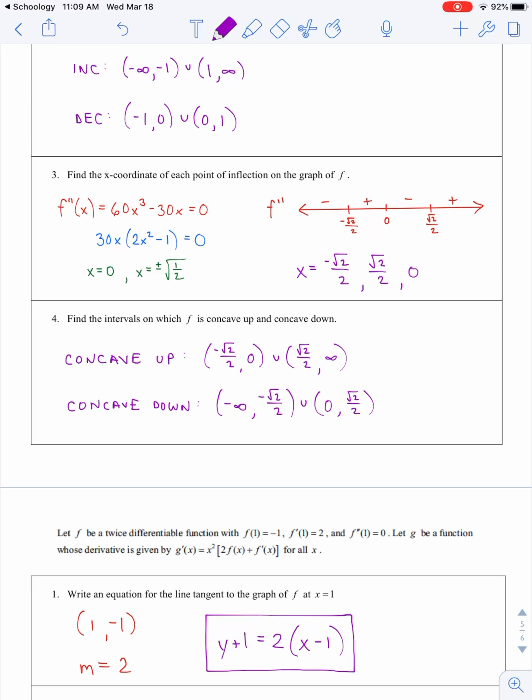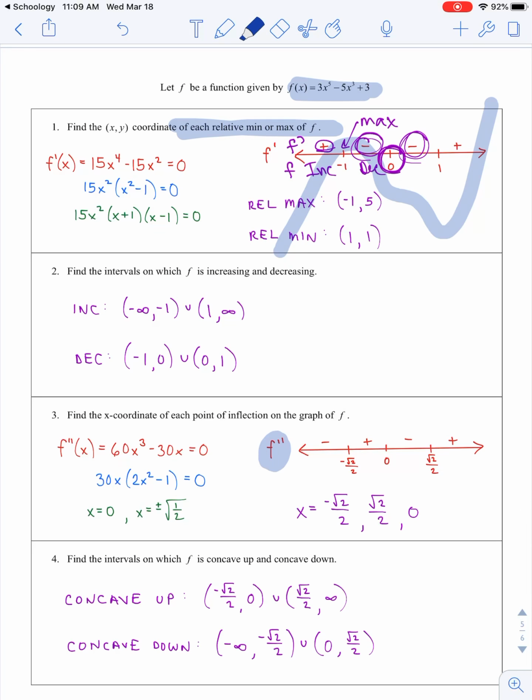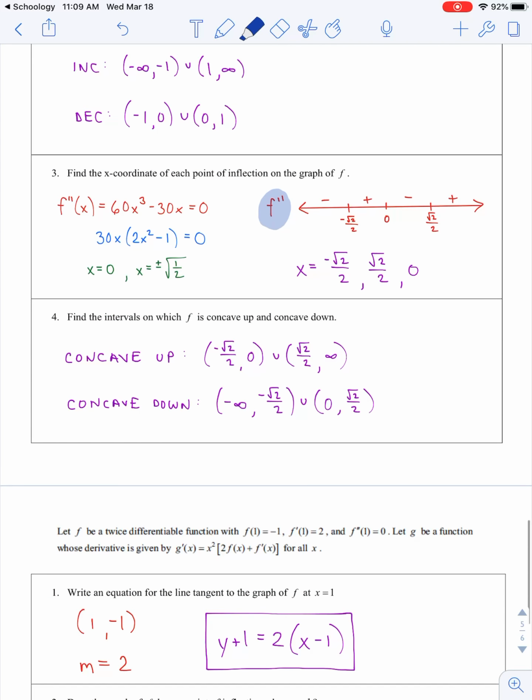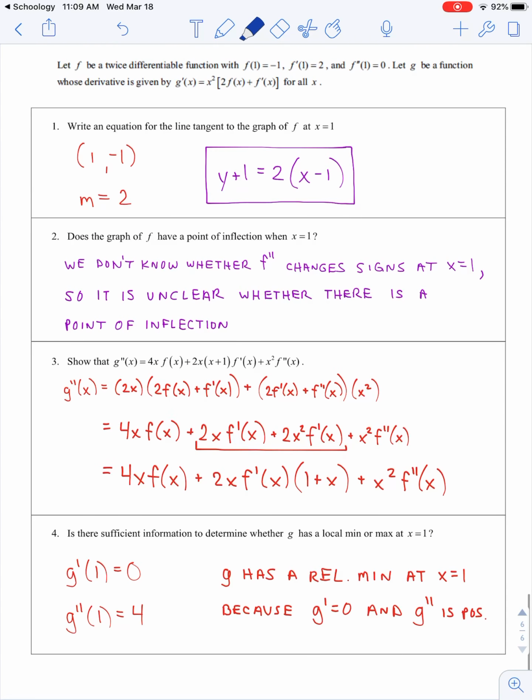Number 3, it gets into the points of inflection. Points of inflection occur when the second derivative changes signs. Second derivative. Points of inflection come from the second derivative. Max and mins come from the first derivative. Keep that straight. So hopefully you can follow that and understand.